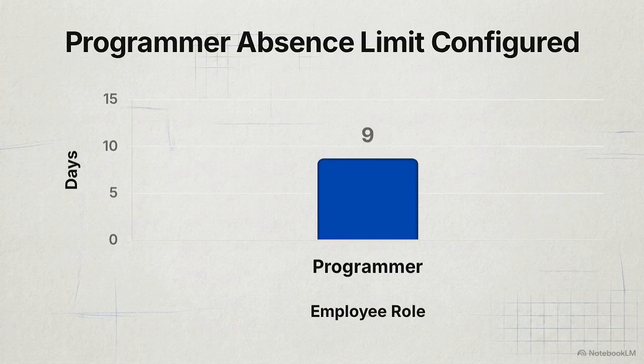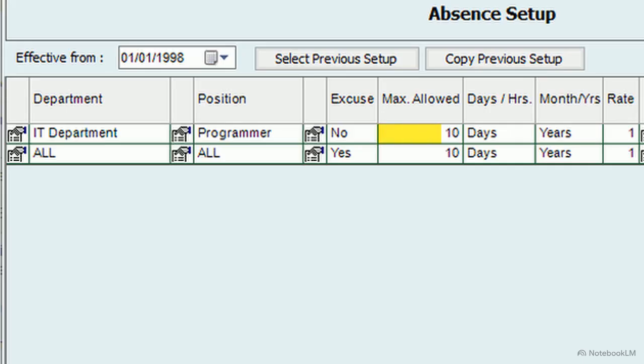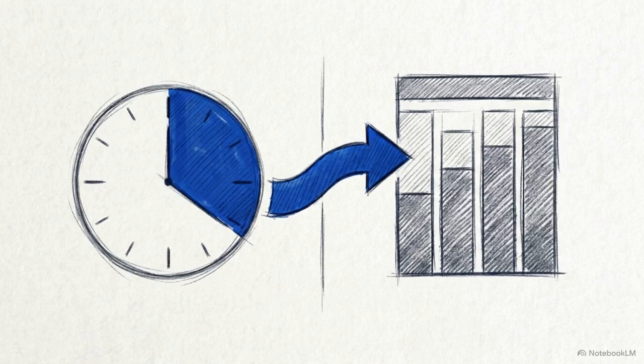Next, we map out the mathematical limits of the policy. Moving to the right, enter your corporate policy limits directly into the maximum allowed fields. Specify whether this allowance limit is measured in days or hours, and use the adjacent dropdown to classify if the absence is an excuse.